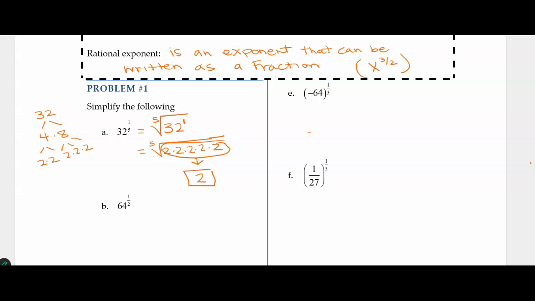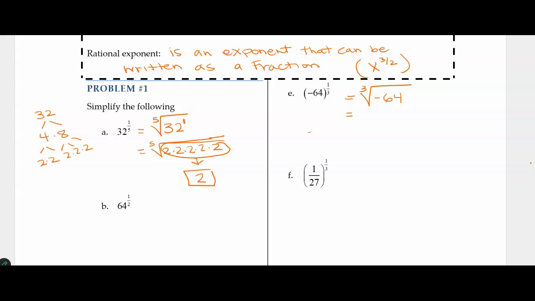All right, let's go over here to E now. So this one is negative 64, all raised to the 1/3 power. On this, that 3 is telling me what kind of root it is, so I've got a cubed root of negative 64. If they're perfect cubes, you can go ahead and put them into your calculator and you'll get an answer.